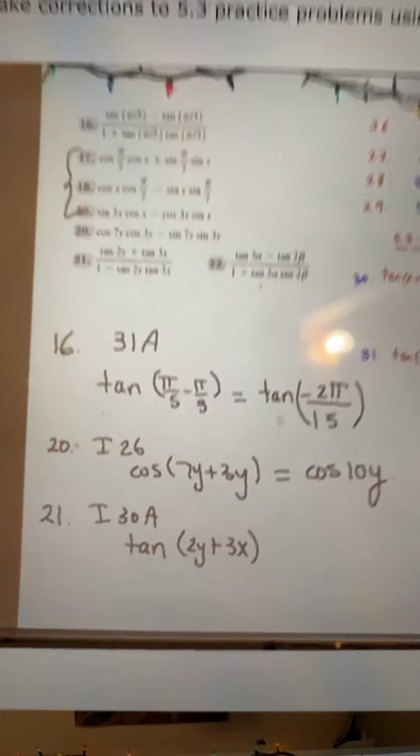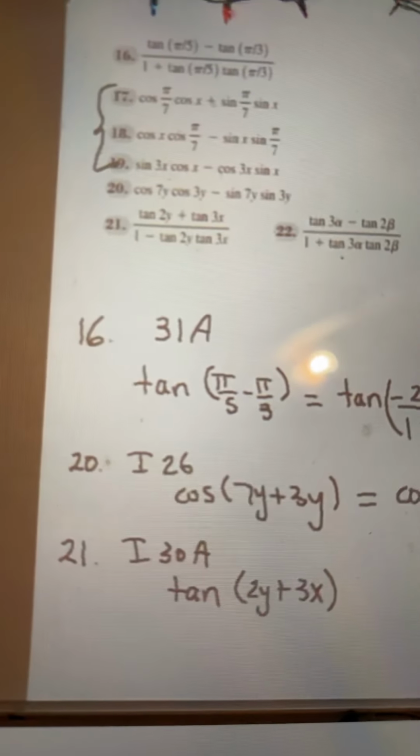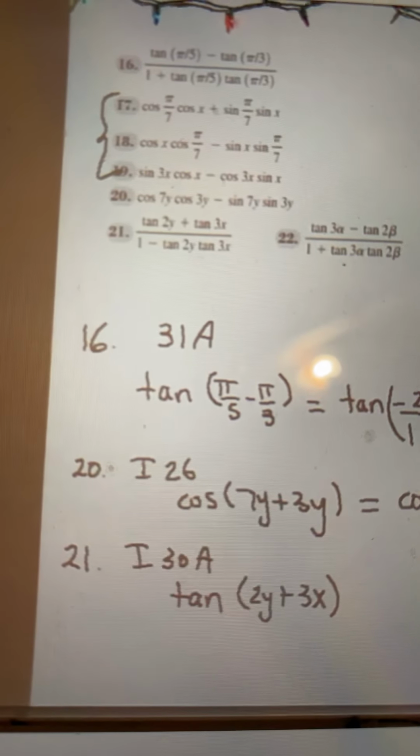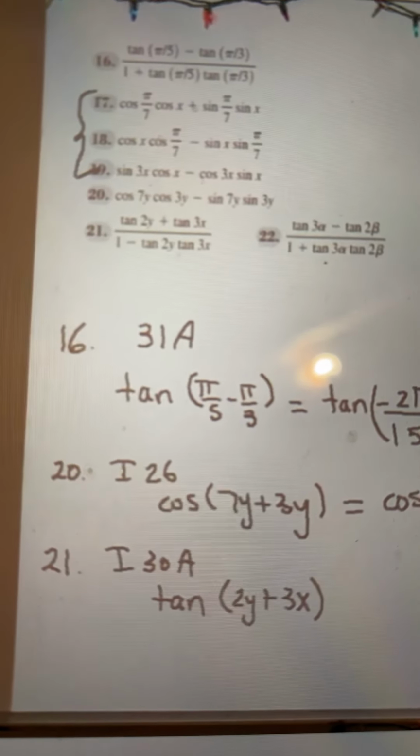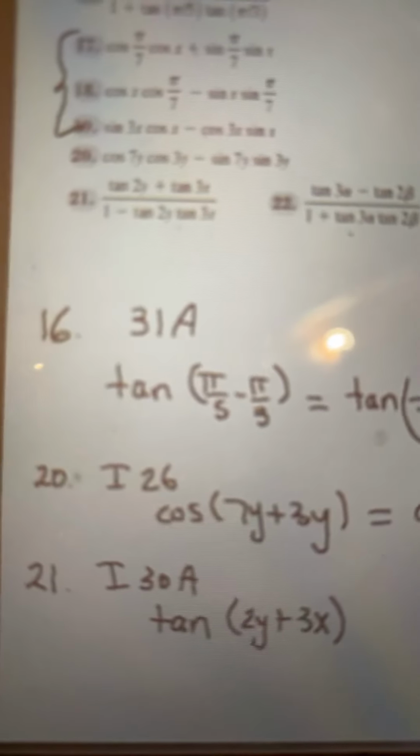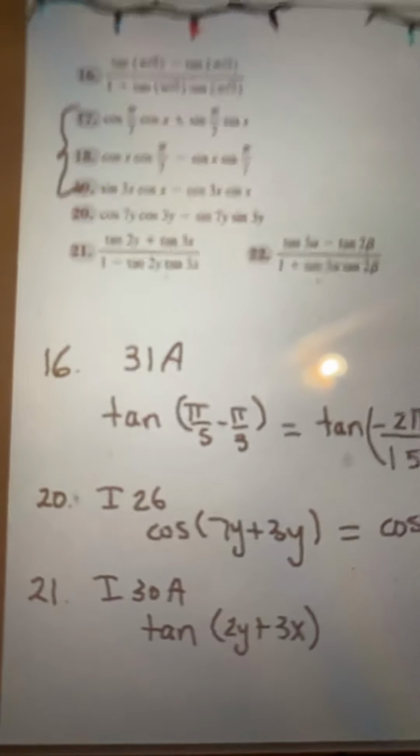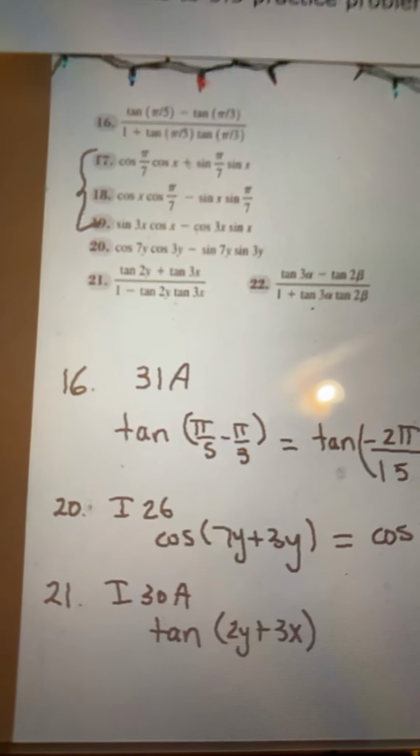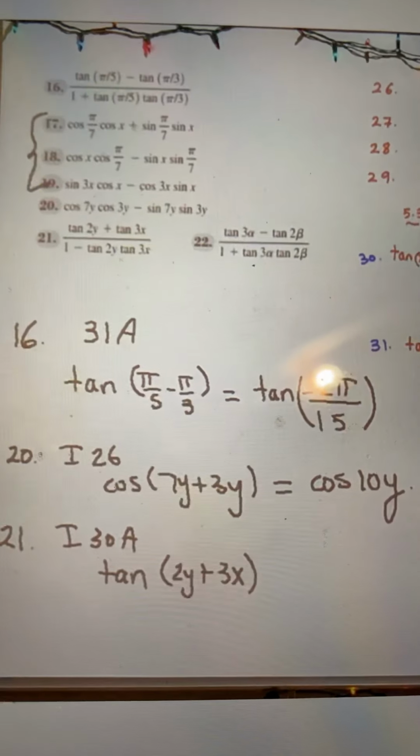That makes it a sum of two angles, which are 7y and 3y, and cosine of 10y. Number 21, also we see the developed form of tan. In this case, it's 30a, because you see a plus on top and a minus on the bottom. So it's 30a, which is the sum of the two angles, 2y plus 3x. And it's one step and done.